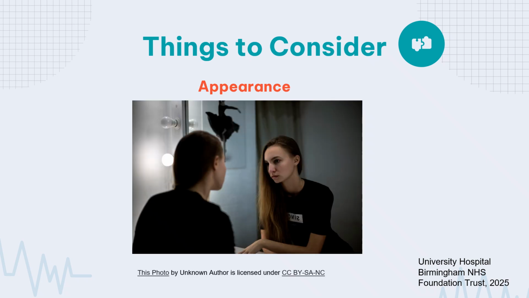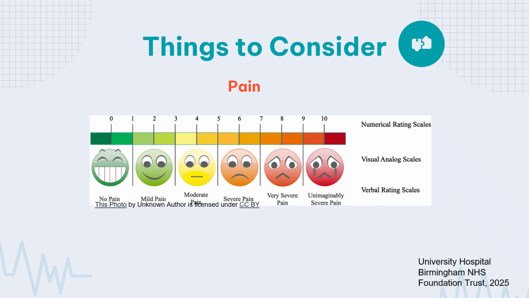Okay, something else to consider is the patient's appearance. Are they pallor? Are they flushed? Or are they sweating profusely? You also want to consider, is the patient in pain? You can use the visual analog scale or the VAS. Scale rating from 0 to 10, 0 being the least amount of pain, 10 being the greatest amount of pain ever. Here we have some smiley faces and sad faces. And this is for the patient to rate the intensity or the severity of their pain.